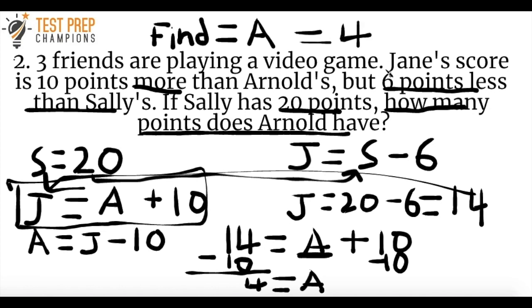If you looked at the sentence, Jane scores 10 points more than Arnold's, you could write J equals A plus 10. That's one way to write the equation, or you could look at it as Arnold's score, and write A equals J minus 10. Whichever way you did it, as long as you got 4 as your answer, then you got the correct answer.